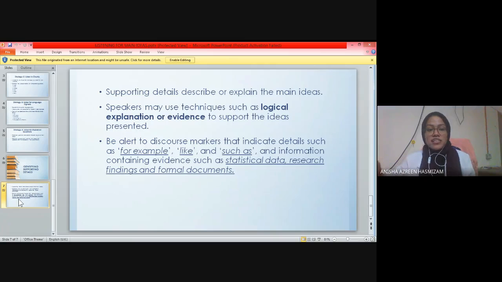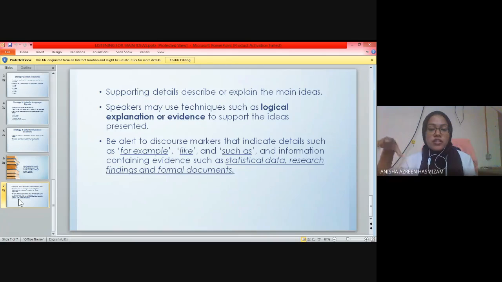Okay, be alert to discourse markers that indicate details. Tadi dia macam bagi idea kan, penanda wacana yang memberi idea, macam firstly, secondly, furthermore. Tapi for supporting details, biasanya perkataan-perkataan yang digunakan adalah for example, like, such as. Itu maknanya dia nak bagi details. It means that they are giving off details, they're giving off explanation. So those are what comes before supporting details.